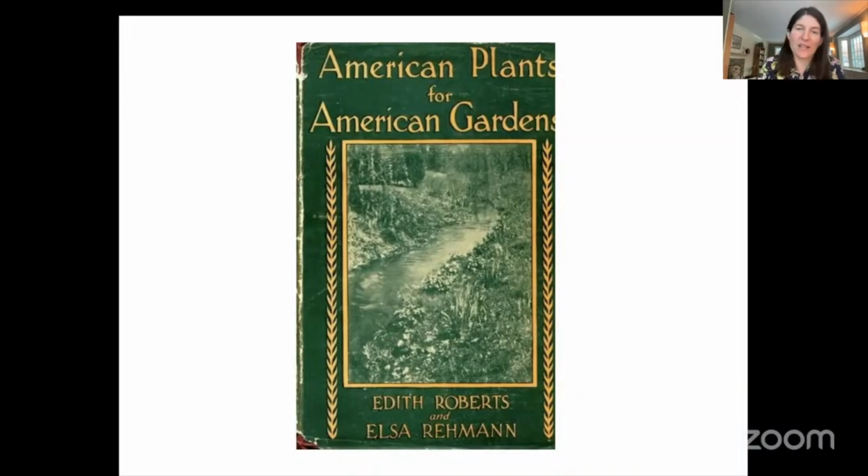And I think that this language of true reproduction versus sympathetic interpretation is kind of the precursor for today's debates over whether restoration projects should strive for historical fidelity, for true reproductions, or whether they should attempt to anticipate what ecological communities will look like in the future, what we might call a sympathetic interpretation.